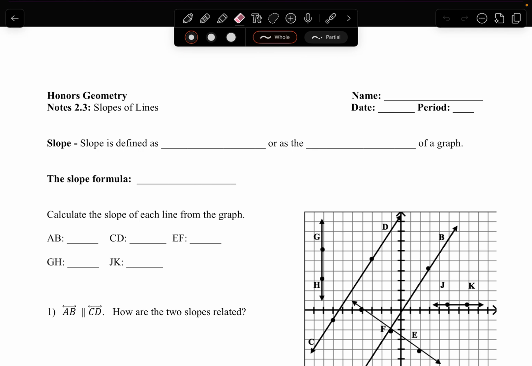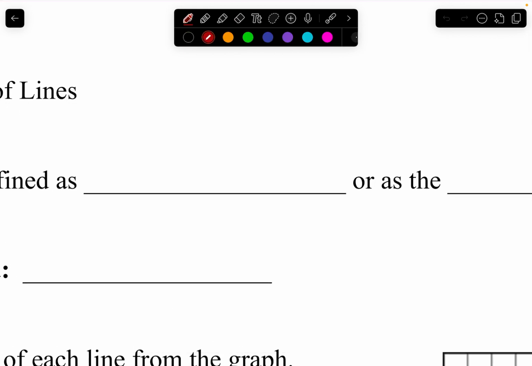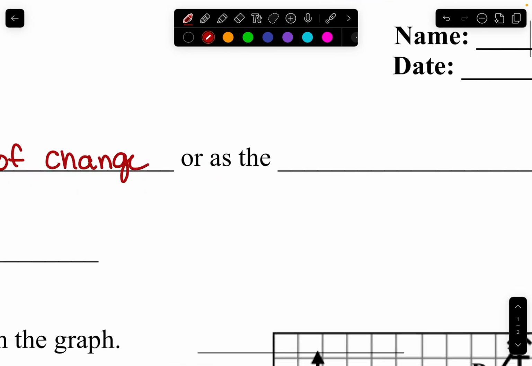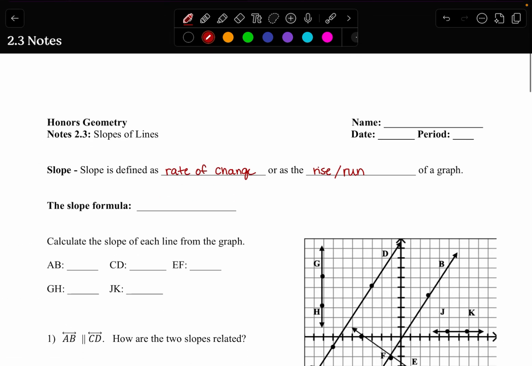All right, slope is defined as the blank or the blank of a graph. So slope is defined as your rate of change. Hopefully you learned this in algebra. Slope is defined as rate of change. When we're looking at a graph, it is the rise over run of a graph, or maybe the rate of change. I don't know what goes in each blank, but that works, okay?